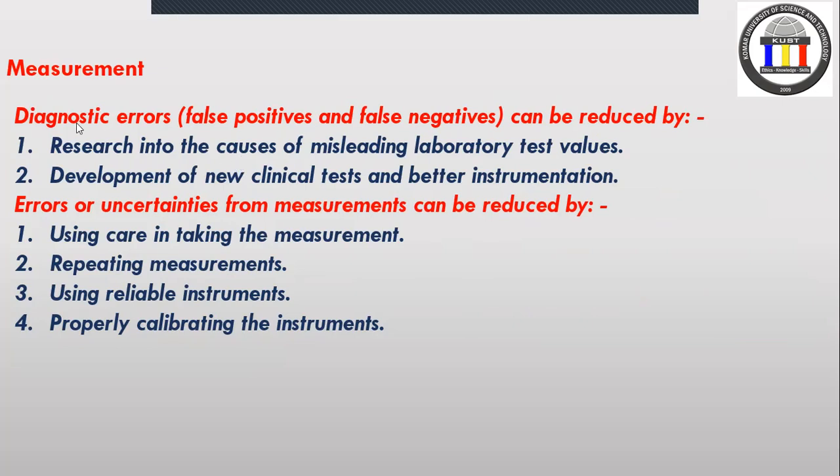How can we avoid these things? How can we avoid the errors, false positive and false negative? By research, of course, making more research, you will develop new techniques to get the result correctly and precisely. And then you have new clinical tests and better instrumentation. For example, now they are using the PET scan, better instrumentation, to diagnose cancer cells in early detection. Okay, how can we reduce the error, the uncertainty error? The error can be reduced by taking care in the measurement, repeating measurements.